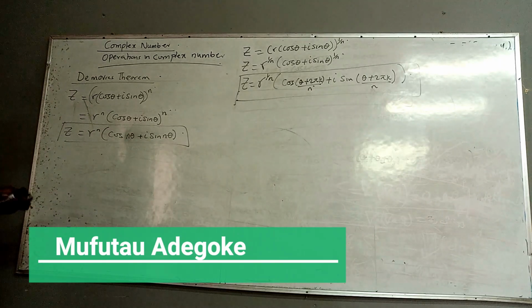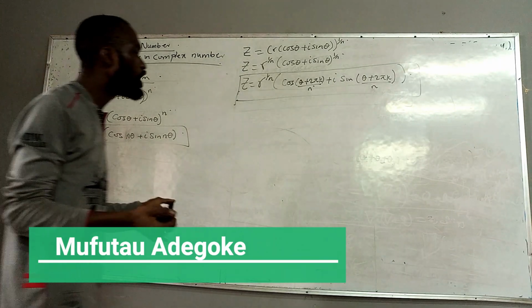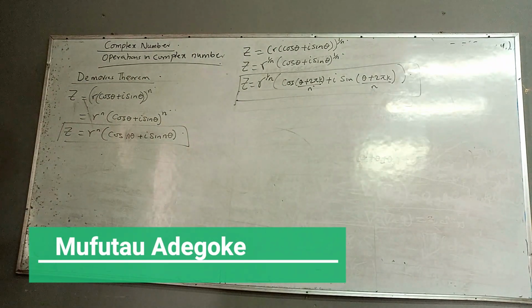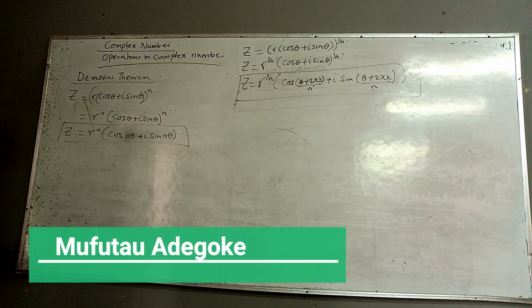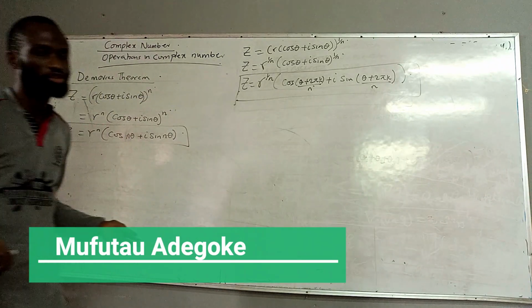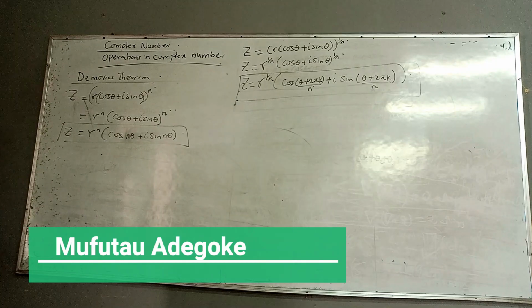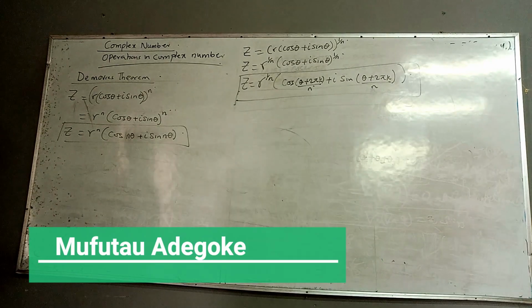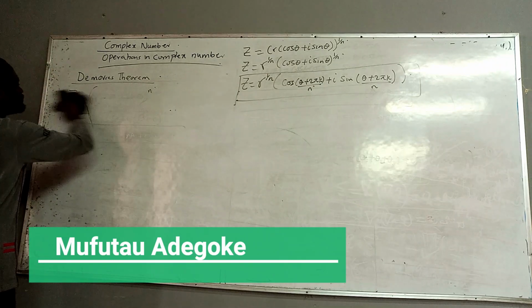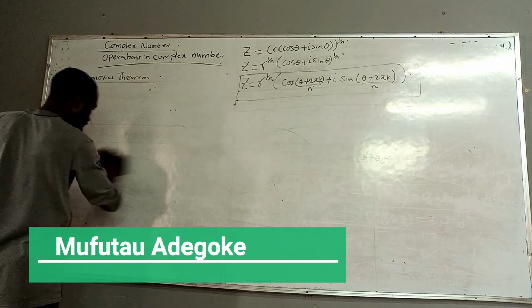With this, you should be able to solve questions regarding complex numbers. Also, complex numbers have a lot of applications. We can use complex numbers to solve trig functions. But before that, let's look at an example of De Moivre's theorem.